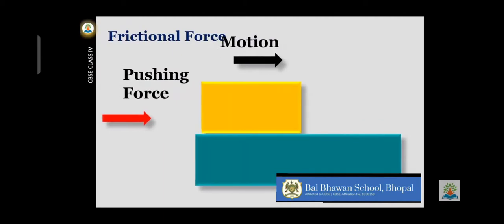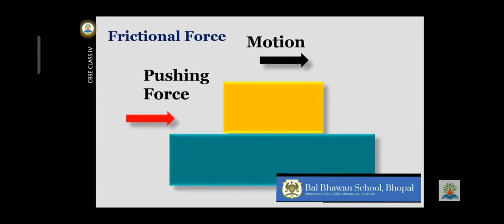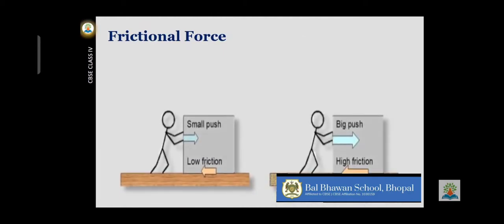Let us talk about the frictional force. Children, the force that is present between two objects which are in contact with each other and opposes the motion of one object across another is called friction. As a result, the moving object either slows down or stops moving. If there is no friction, anything that starts moving will never stop. So force of friction is essential. However, if there is too much friction, nothing will move.